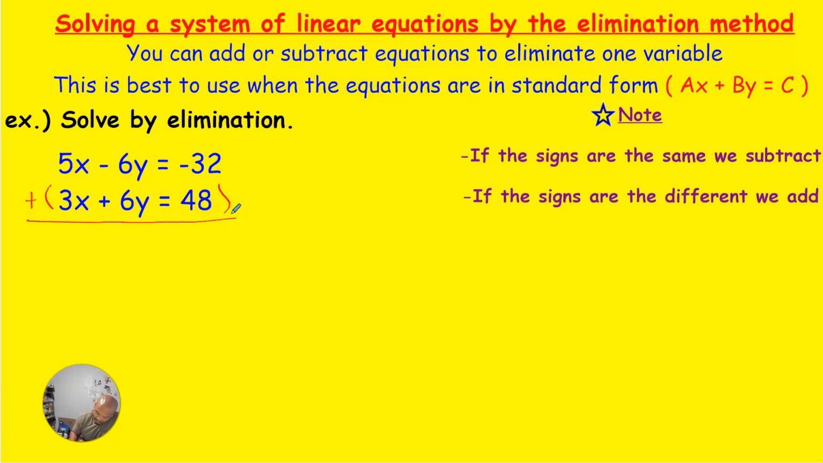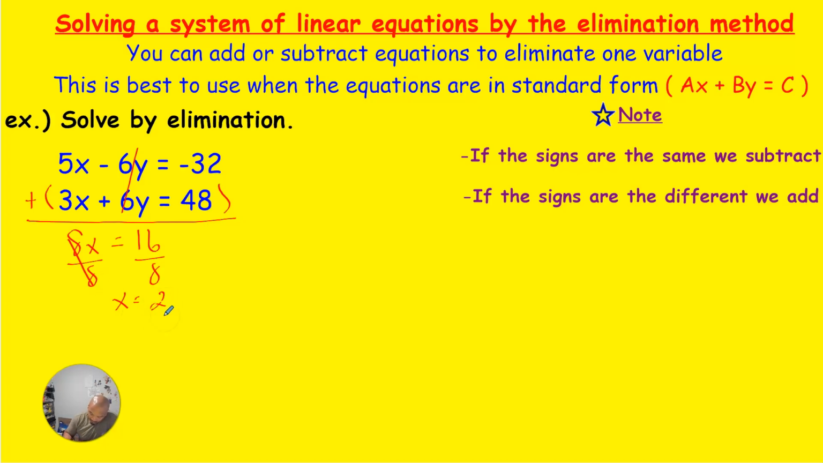All right, and when we do this, look what happens. 5x plus 3x is going to be equal to 8x. And negative 6y plus 6y is going to cancel out. That's 0. And then over here, negative 32 plus 48 is going to equal 16. Now we eliminated y, and we'll have only x to solve for. So we're going to divide by 8 on both sides, and we wind up with x equaling 2.